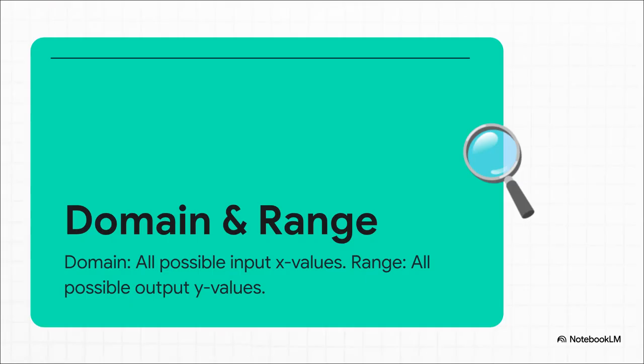Okay, first things first, let's get back to the absolute basics. Think of a function like a little machine. The domain is just all the stuff you're allowed to put into the machine. Those are your inputs, your x values. And the range, that's everything the machine could possibly spit back out. Your outputs or your y values. That's it. That's the core idea.